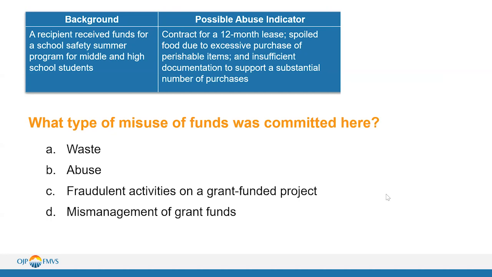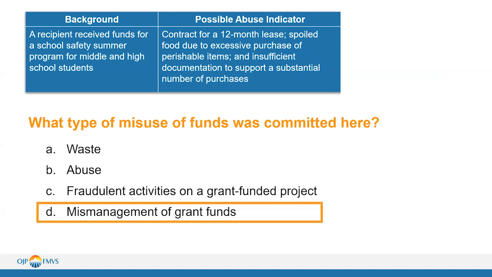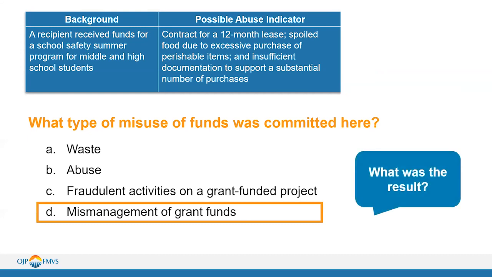All right, and the majority of you got the answer correctly. It is mismanagement of grant funds. So basically, just to talk about this, why sign a 12-month lease initially if it was only a summer program, which is 2 to 3 months? And then purchasing excessive food that can spoil is another example of mismanagement of funds. And then lastly, no documentation or insufficient documentation. You should always have sufficient documentation to justify what your actions are.